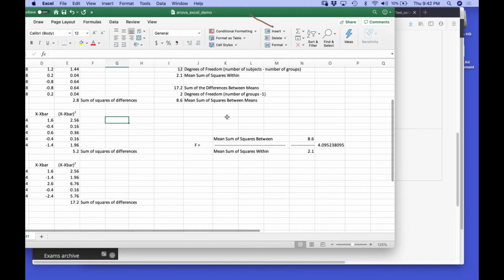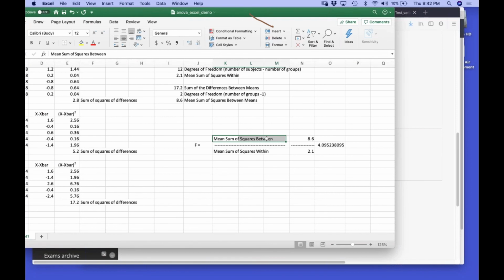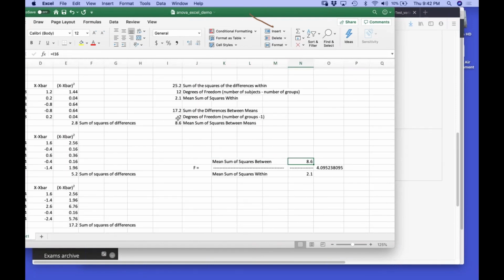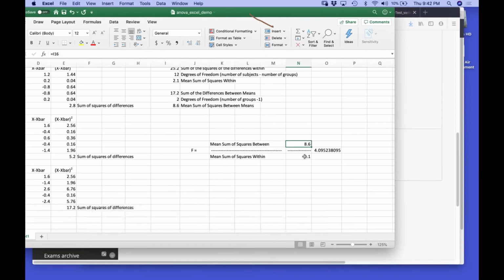Okay, so now what do we wind up with here? We wind up with the F statistic being the average sum of squares between the means, which was 8.6, right? That's what we found here between the means. And the mean sum of squares within the groups was 2.1, and that ratio comes out to 4.09. Do we want that to be a big number or a small number?